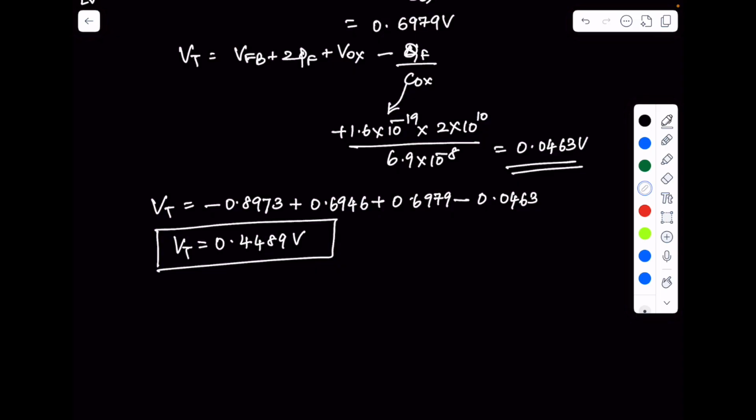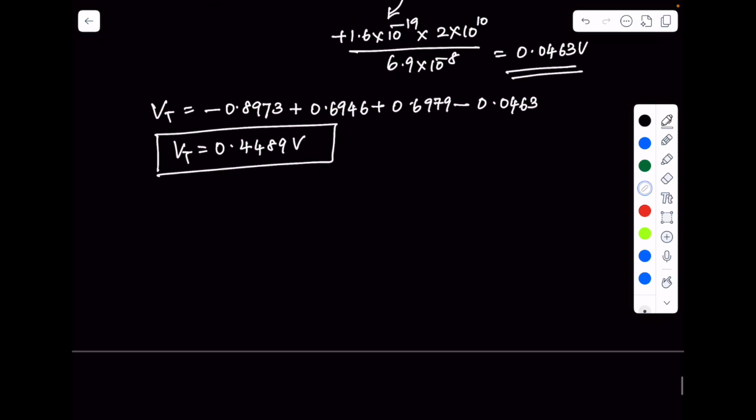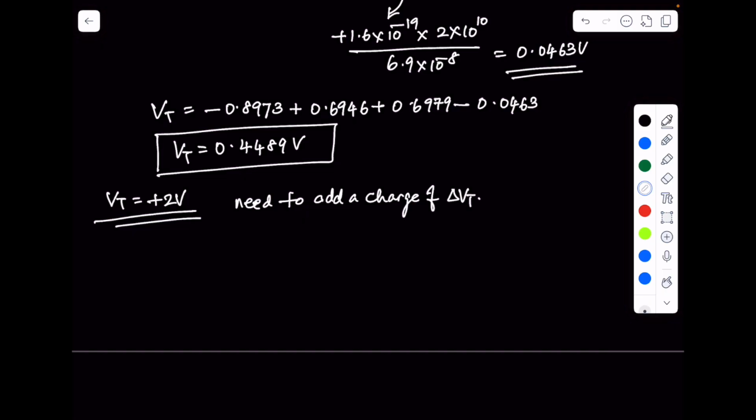So therefore now if I need to make the Vt 2 volts, right? Suppose I want to make the Vt 2 volts, that means I need to add or change the VFB in such a way that the VFB increases, right? So therefore I need to add a charge, delta Vt into Cox, right?